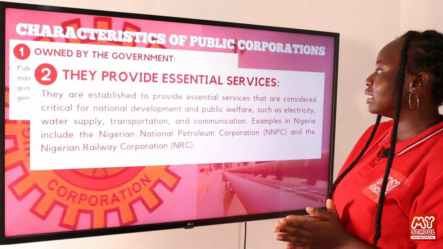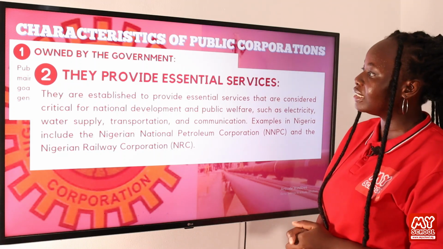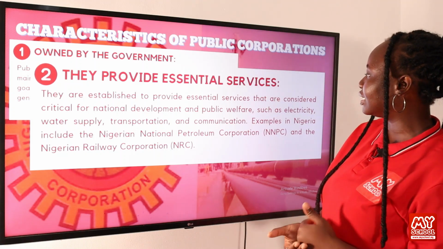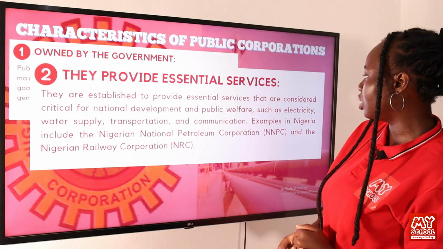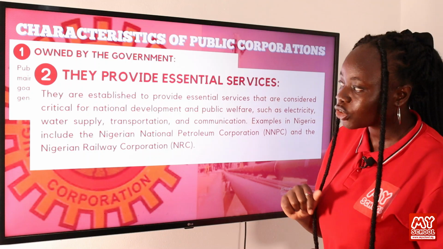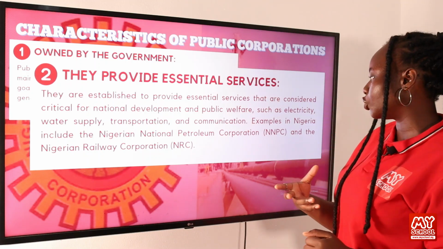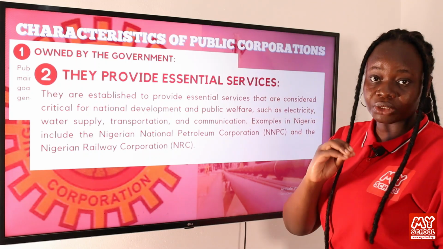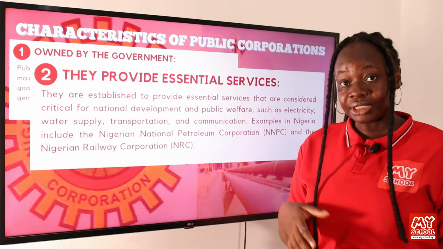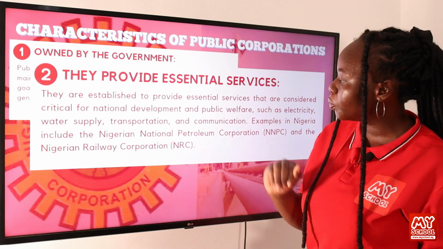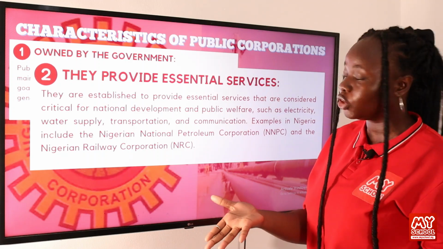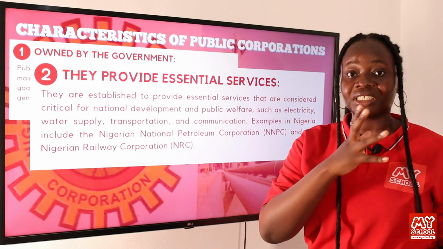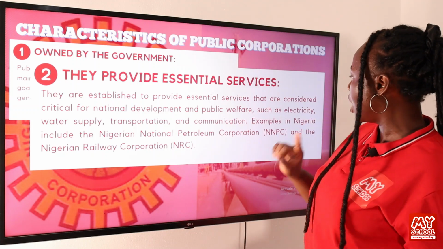Alright, so another characteristic is that they provide essential services. They are established to provide essential services that are considered critical for national development and public welfare, such as electricity, water supply, transportation, and communication. So these are the essential services that they provide. We need electricity, we need water supply, we need transportation, and we need radio and television stations that help to broadcast information to us. So these are very essential services, and the government provides them.